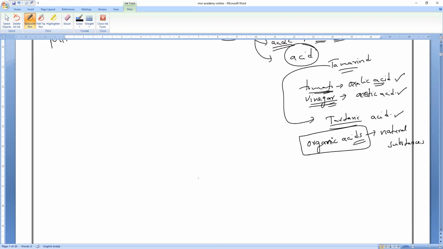Now, apart from these organic acids, we have many acids which we used to call inorganic acids, man-made acids or mineral acids. All of you remember, in the first chapter we covered many acids. Anybody can tell? Inorganic acids are man-made acids or mineral acids. So many inorganic acids we already came across in chapter number 1, chemical reactions.